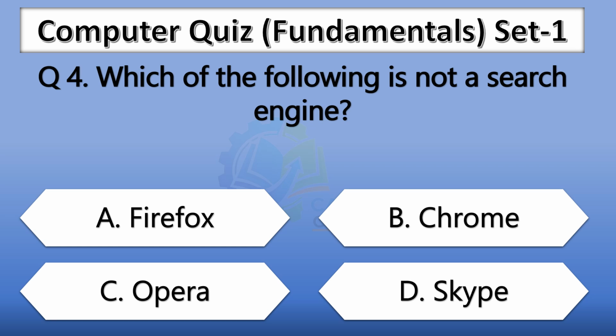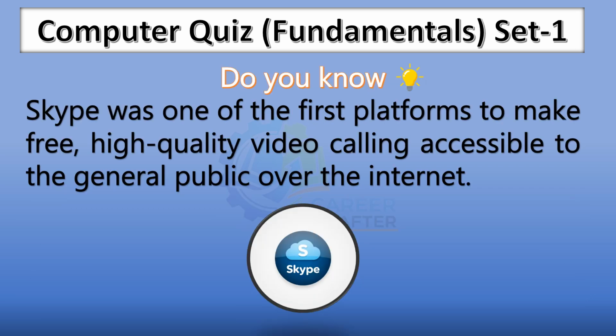Which of the following is not a search engine? The options are Firefox, Chrome, Opera or Skype. The correct option is Skype. Do you know, Skype was one of the first platforms to make free, high-quality video calling accessible to the general public over the internet.